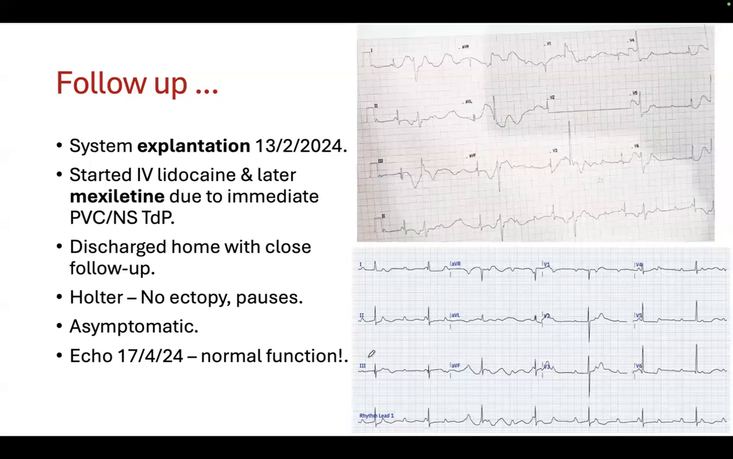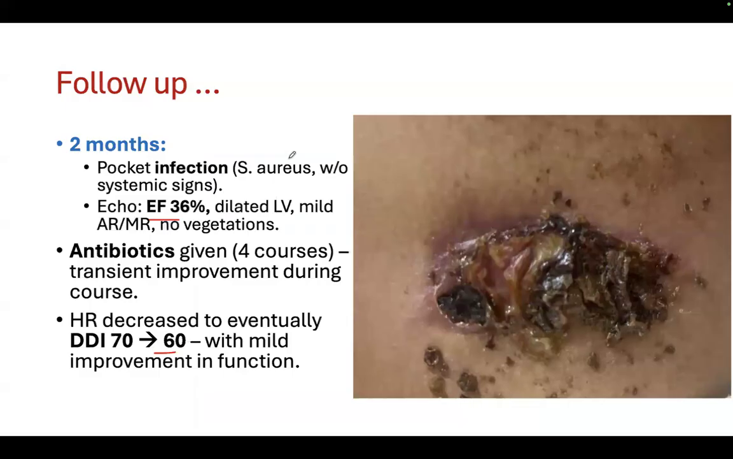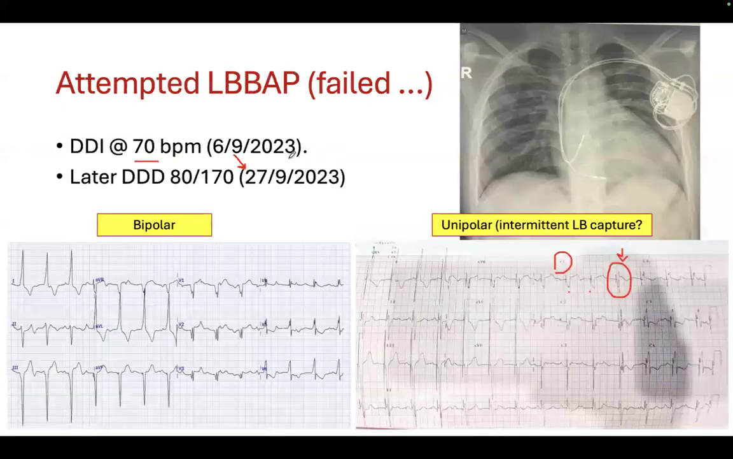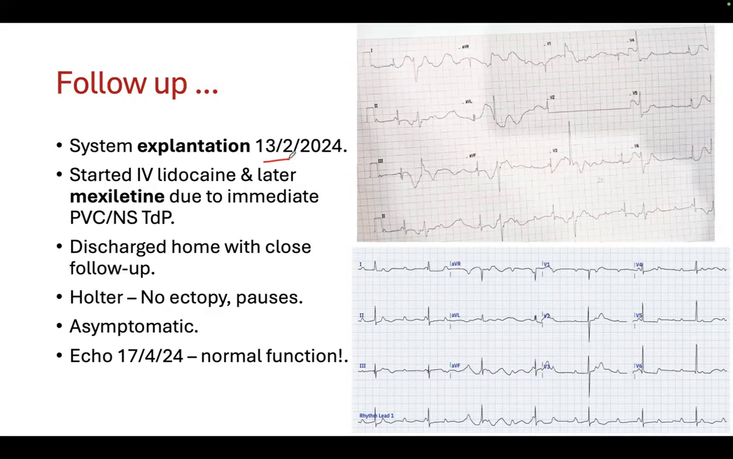So we explanted the device in February 2024. This is roughly 5 months after implant. Okay, he was having ectopy. He actually had polymorphic, non-sustained VT during explantation. So we gave him lidocaine and then later mexiletine. His ectopy resolved with mexiletine, because we wanted to pace him again, and we wanted to reattempt left bundle pacing.